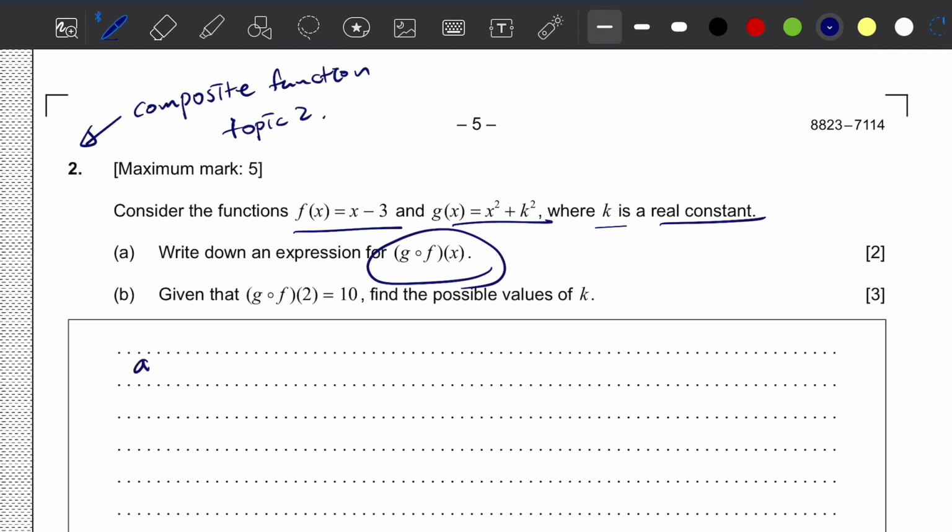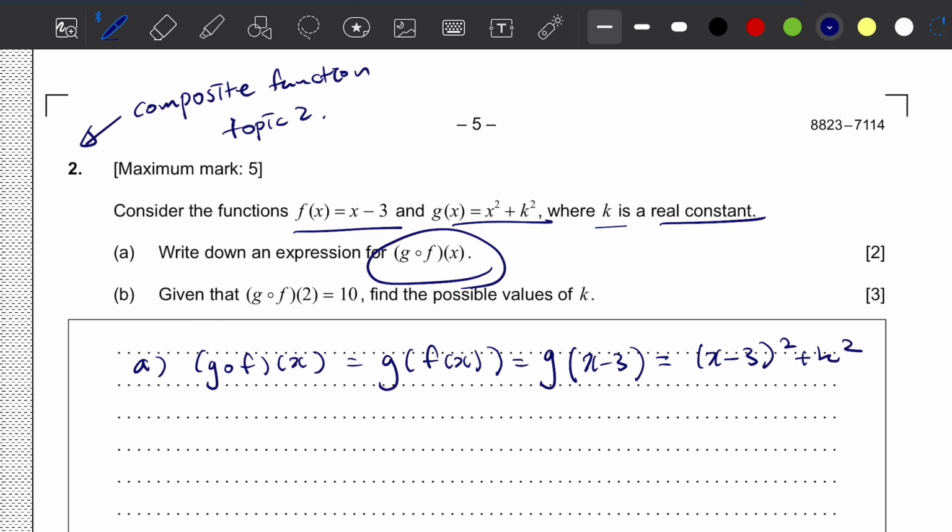Question A, we need to write down an expression for g of f of x. This is the same as g of f of x, which means we need to substitute f of x, which is x minus 3, into the x value of the function g of x. So we do g of x minus 3, which is the same as x minus 3 squared plus k squared, or the same as x squared minus 6x plus 9 plus k squared.